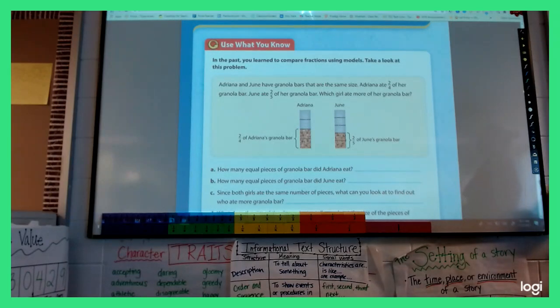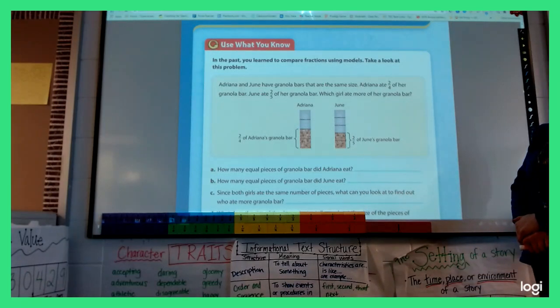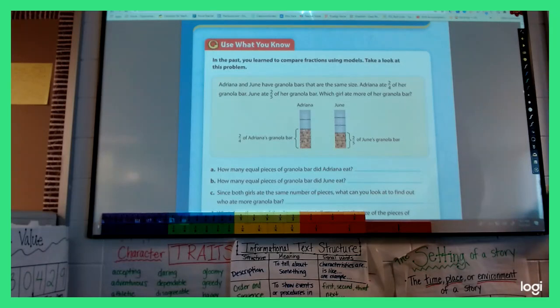Adriana and June have granola bars that are the same size. Adriana ate 2/4 of her granola bar. June ate 2/5 of her granola bar. Which girl ate more of her granola bar?